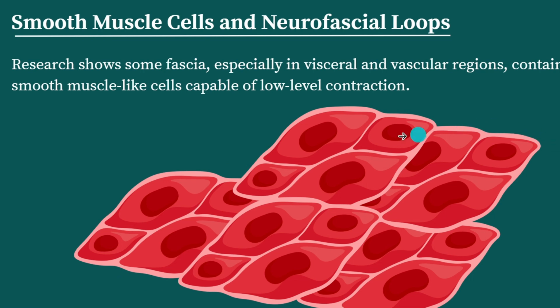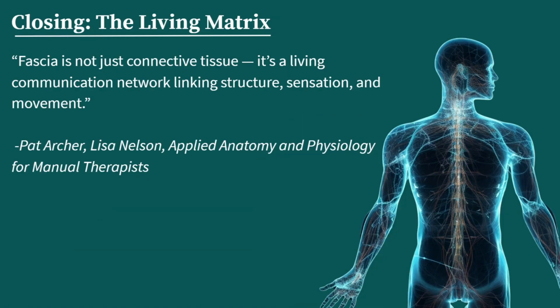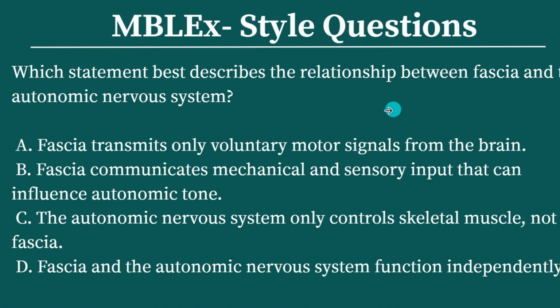Last thing I want to mention is that some research has found that there are actually smooth muscle cells in the fascia, and specifically in the visceral, that's the organ fascia, and the vascular regions in our blood vessels, that are capable of some low-level contraction. So that's pretty cool. But you probably won't be tested on that on the MBLEx. So yeah, fascia is a living matrix, not just connective tissue. It's a living communication network linking structure, sensation, and movement. Ta-da! Let's go ahead and start doing some MBLEx questions.